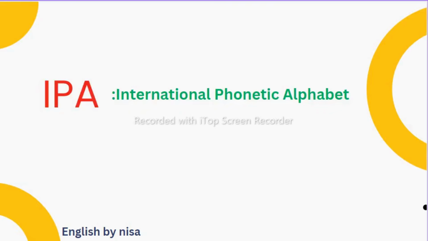So in monophthongs we are going to learn the vowel sounds, but before that let's see what IPA is. It is very important to know this. IPA stands for International Phonetic Alphabet. This International Phonetic Alphabet was published in 1888. It helps us to pronounce the letters and words properly. So in monophthongs, diphthongs and consonant sounds, we are going to learn this IPA only.